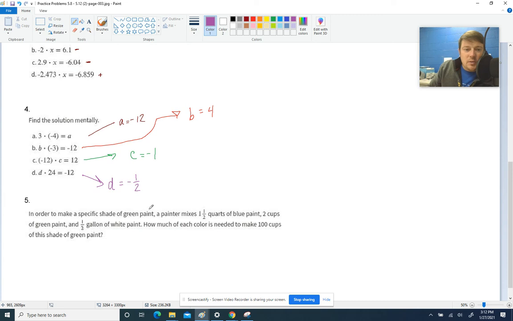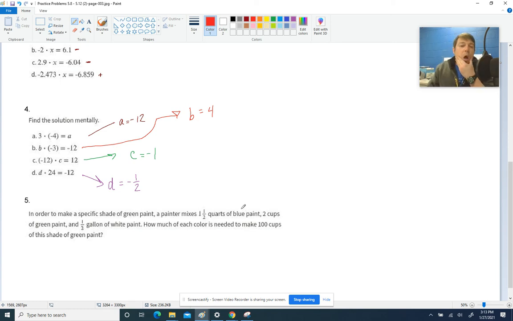Okay, so let's look at number 5. This is similar to our mixing problem that we saw on the first set of homework problems on the first page, or second page, I believe. So we're making a shade of green, and this painter mixed together blue and green and white to make this particular shade. And we are going to make up to 100 cups.